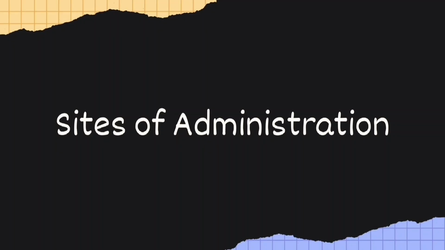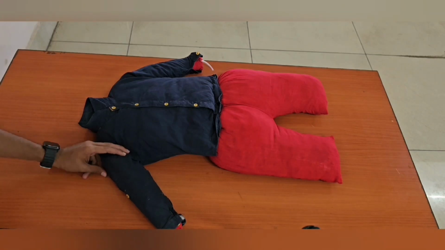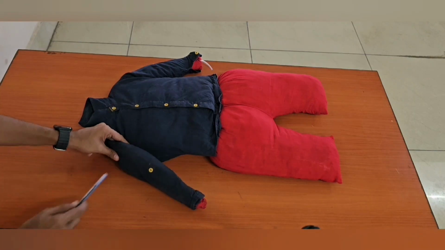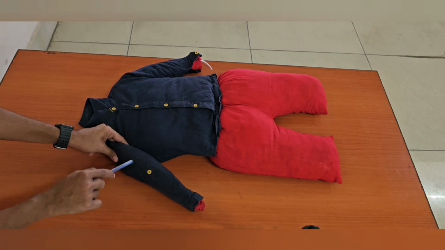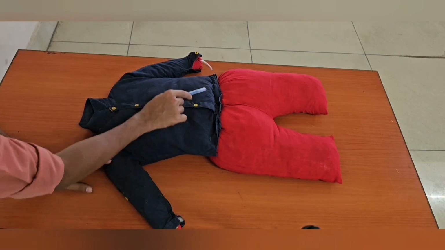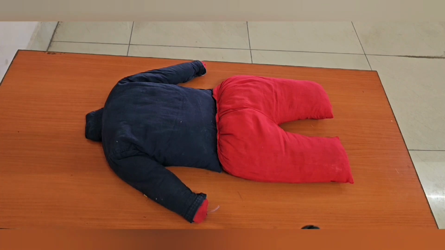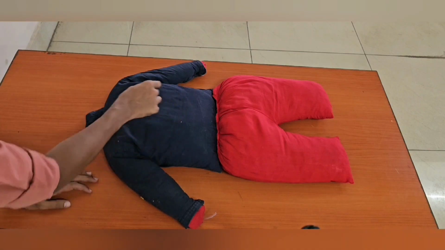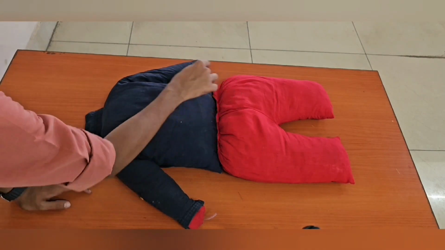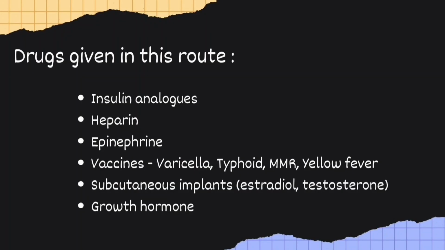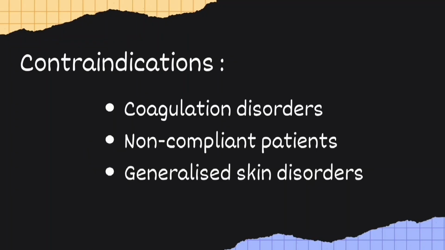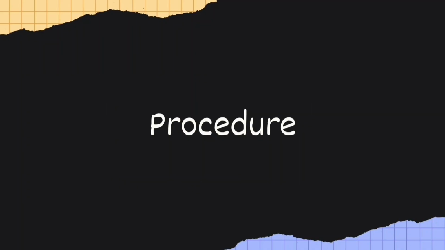Now we will see the sites of administration. First, on the anterior aspect, we'll use the lateral aspect of lower part of upper arm, the abdomen in the umbilical region, and the thighs. Now posteriorly, we'll use the posterior aspect of upper arm, the back, and the lower loins. Some of the drugs given in this route are, the contraindications are. Now we will see the procedure.